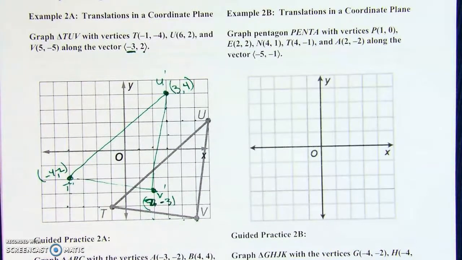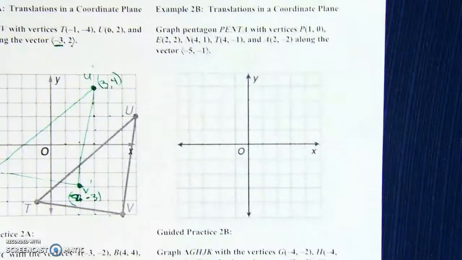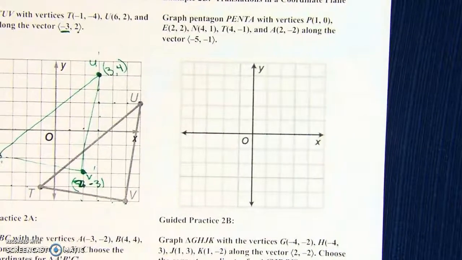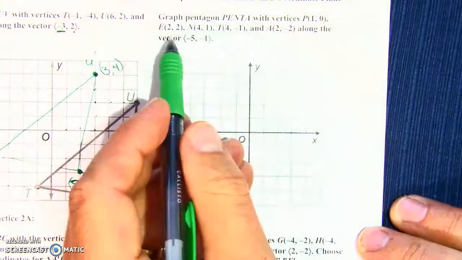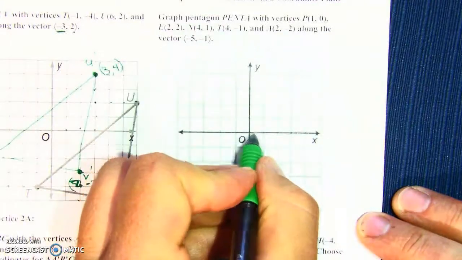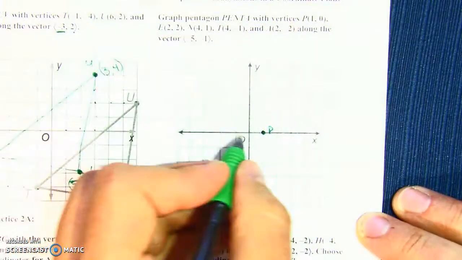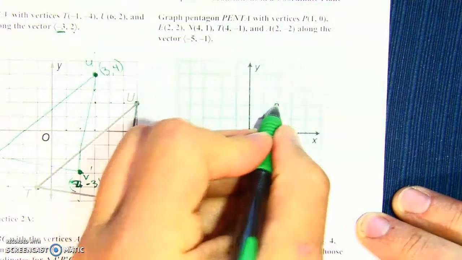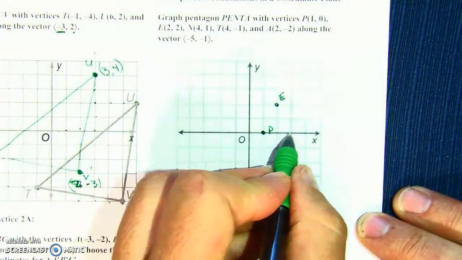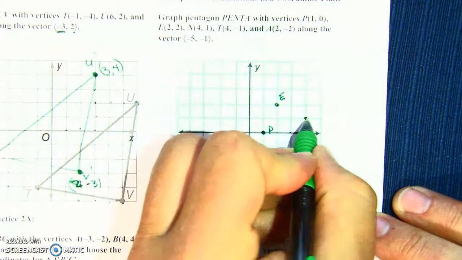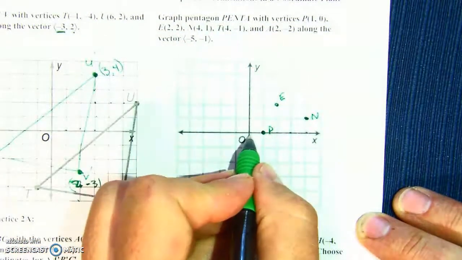All right, let's look at the second example where now we have to actually do 2 of them. So I'll get my red pen out here and we'll do this together. We're going to create a pentagon. Let's do it in green first. Okay, so let's do our points here. We've got 1, 0. So we'll call this P. E is 2, 2. 1, 2. So we'll call this E. We've got 4, 1. 1, 2, 3, 4, 1. This is our N, and then we have our T, which is 4, negative 1.